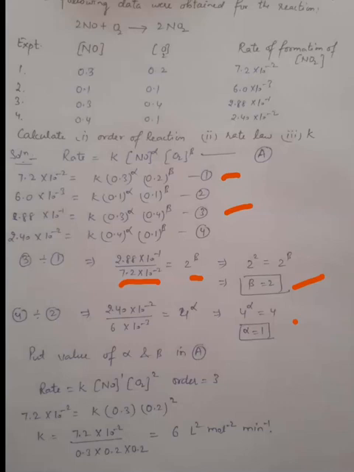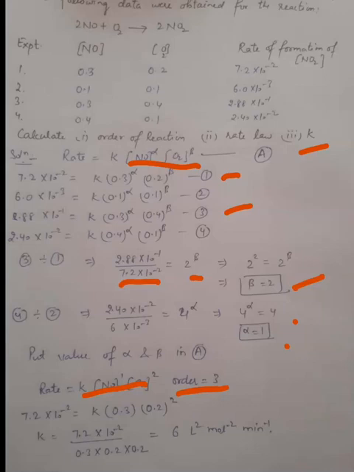By putting the value of alpha and beta in this equation, we get rate is equal to k NO to the power 1 O2 to the power 2. So by adding the powers, we get order, that is equal to 3. Now this is rate law, this is order of the reaction. We have to find out the value of k. You can find the value of k by any of the 4 equations by putting the value of alpha and beta. So I have put the value of alpha and beta in equation number 1.